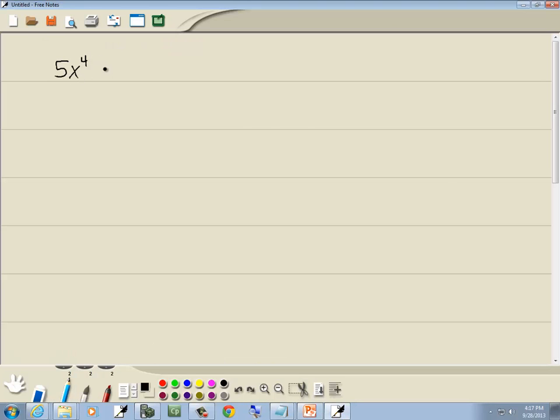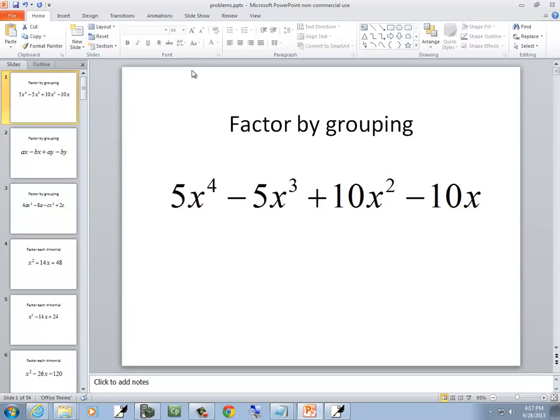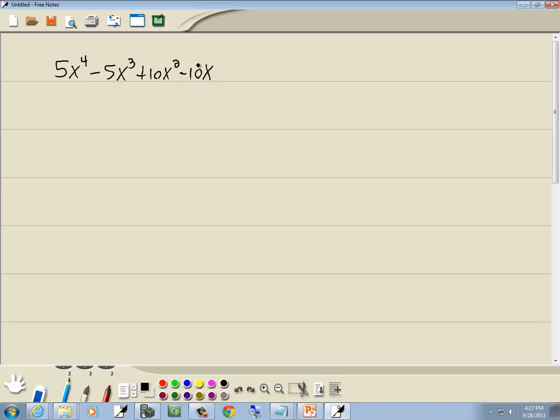5x to the fourth minus 5x to the third plus 10x squared minus 10x. Well, first off, I'll look for the GCF. I look at all four terms, and I see that all the numbers are divisible by 5, so I can bring out a 5. Now this has 4 x's, 3 x's, 2 x's, 1 x. I want to bring out the one with the smallest exponent, which is x to the first, or x.